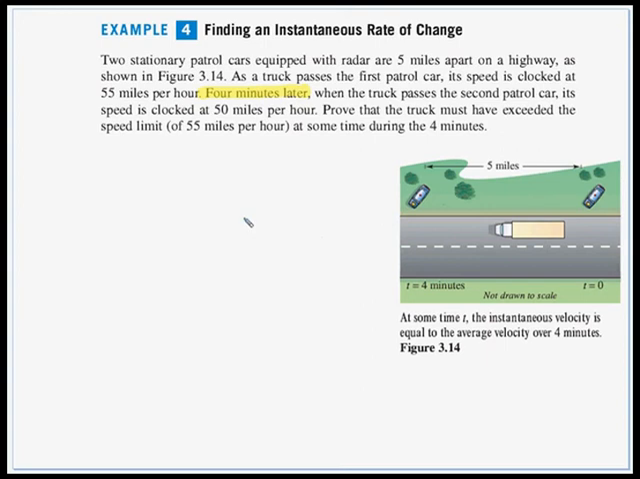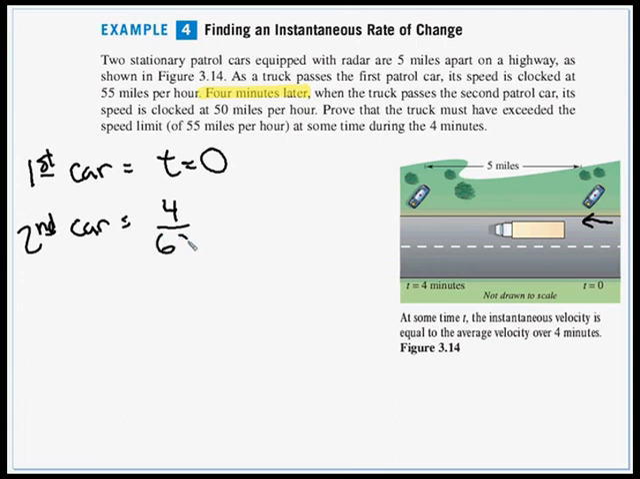So, this problem starts when the truck goes by the first car. So at the first car, time is equal to 0. That's when the problem begins. At time 0, the first officer hits the truck with the radar gun. The second car, when do we pass the second car? At what time? Well, we're talking miles per hour here, and we have everything else in minutes, so let's convert to hours. 4 minutes is 4 minutes out of a 60-minute hour, or 1/15 of an hour. So for the second car, t is equal to 1/15.